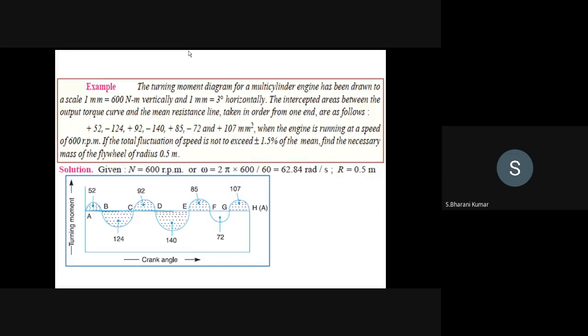I think all of you have gone through this slide. Okay, move on to the next slide. And this is the thing: it is given that 1 mm square equals 600 into pi by 60, that is 31.42 Newton meter.